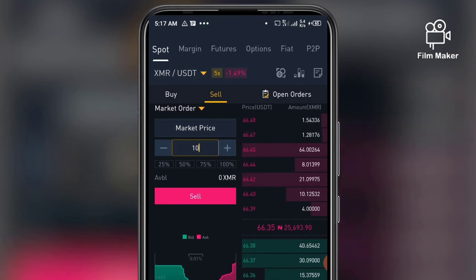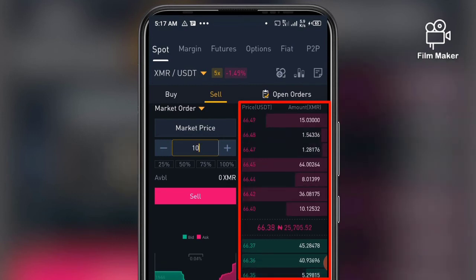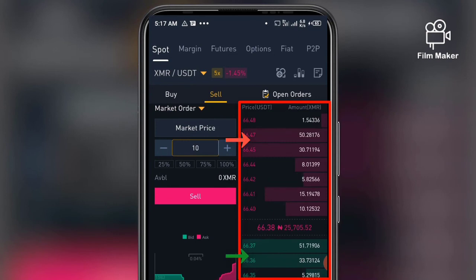So that being said, we also have what we call the order book. The order book is how they match the orders of the sellers and the buyers. Sellers are the ones in red, while buyers are the ones in green. So if you want to make an immediate trade, you can come and click on the price of a seller and buy, or click on the price of a buyer and sell to them immediately.